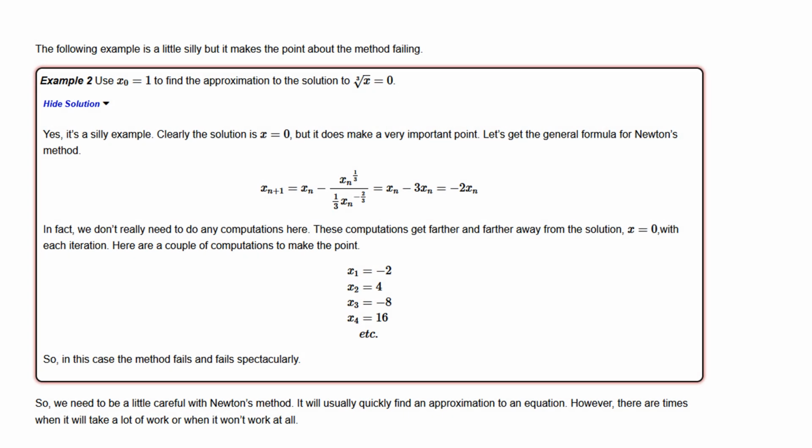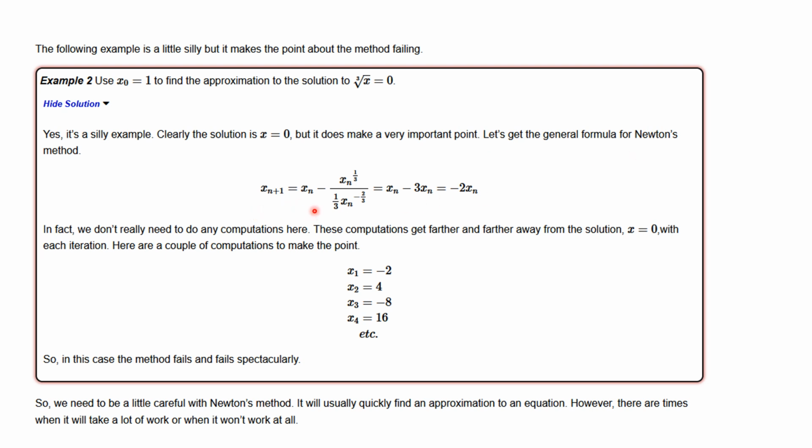Now, this next example is a little silly because we know the answer. If you have the cube root of x equal to 0, you know that the solution of that is just x equals 0. But what we're going to do is see what happens. And we're going to use x0 equal 1 to be our initial guess. Now, it is a silly example, but it makes a very important point. You see, this technique is fragile. Sometimes it works and sometimes it doesn't. Let's first get the general formula for Newton's method.